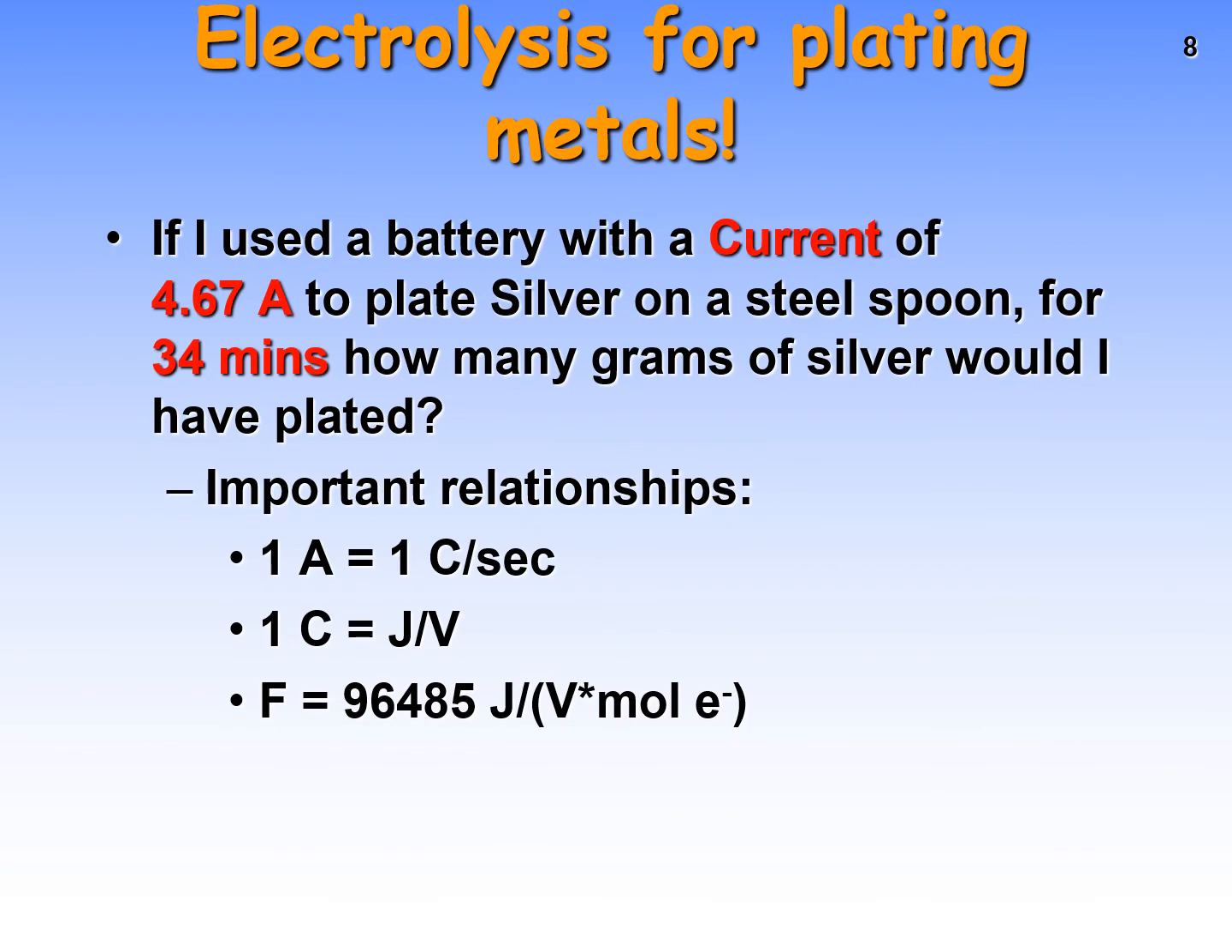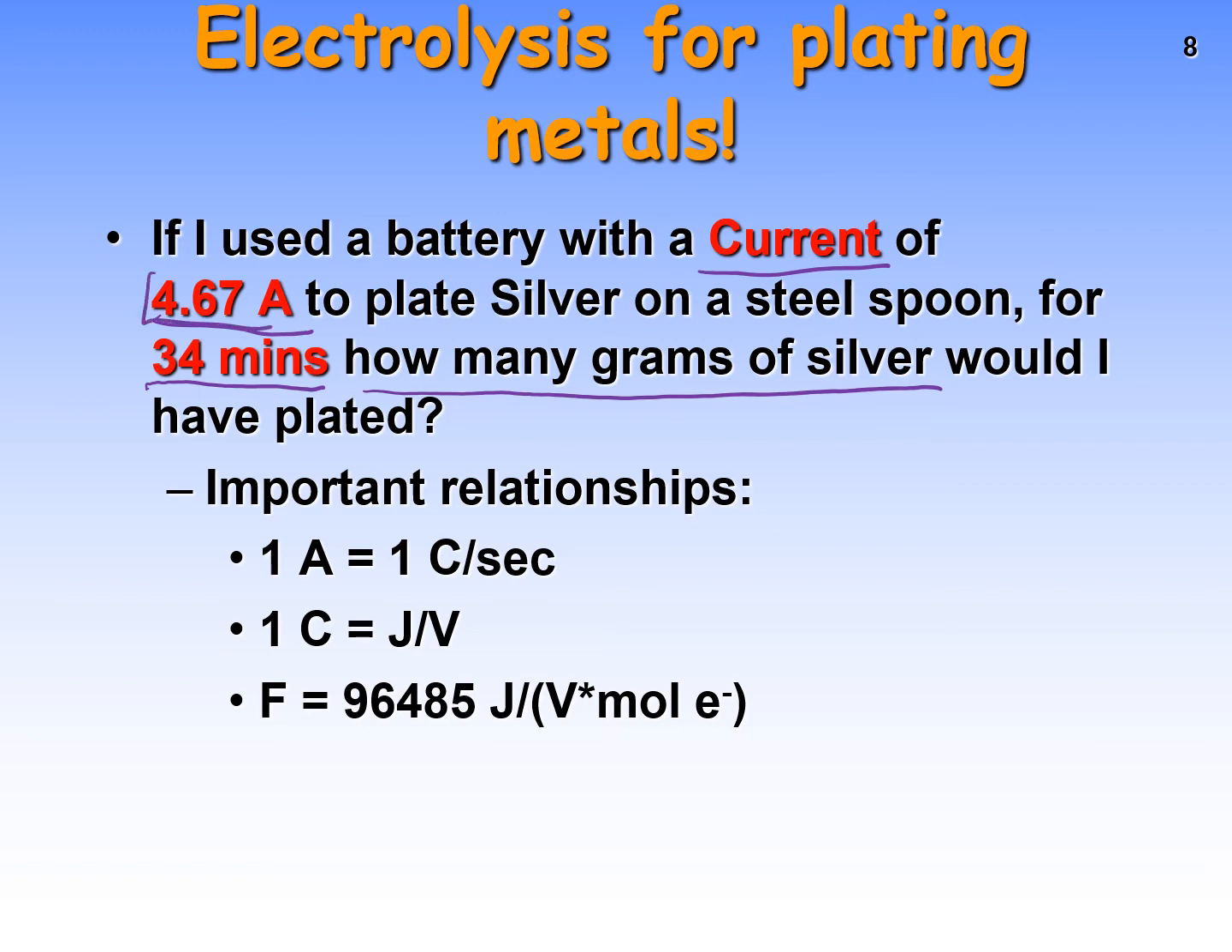So let's do an example question. If we have a battery with a current of 4.67 amps, and we run this electrolytic cell for 34 minutes, we want to know how many grams of silver could be plated. Now this is just one example problem for electroplating. We could also be asked how long it would take to plate a certain amount of grams, or what current would be required if we wanted to plate this many grams in this amount of time. Any of those three are fair game. But in this problem, we're asked for grams of silver.